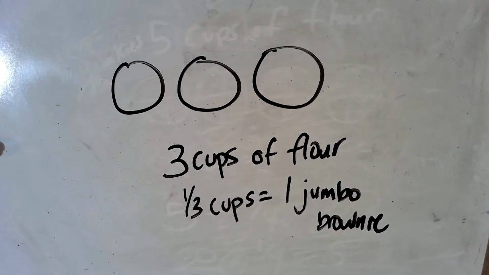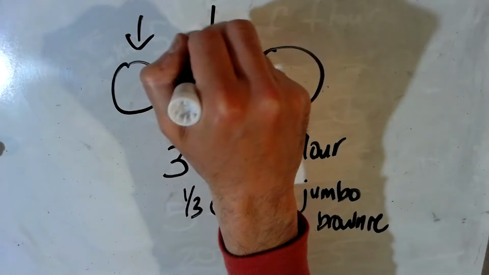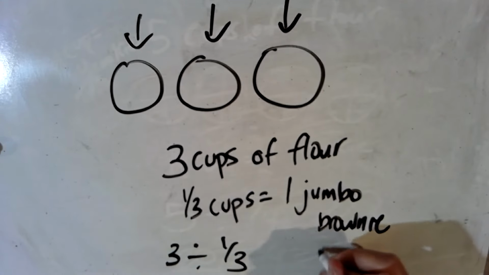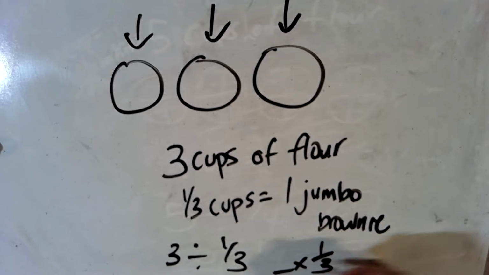Let's look at a problem like this. Here we have 3 cups of flour. And for every 1/3 of a cup, you can make one jumbo brownie. So 3 divided by 1/3. How many 1/3 are in 3? It's the same as 1. How many 1/3 are there in 3? The same thing. Well, let's find out.